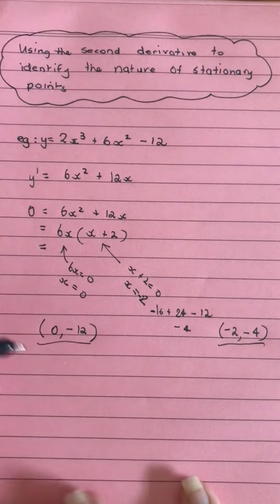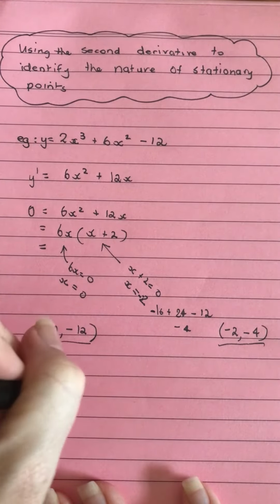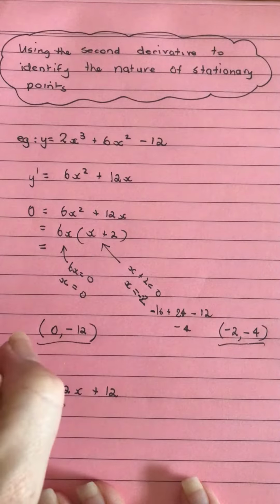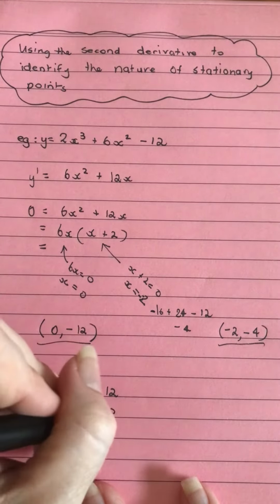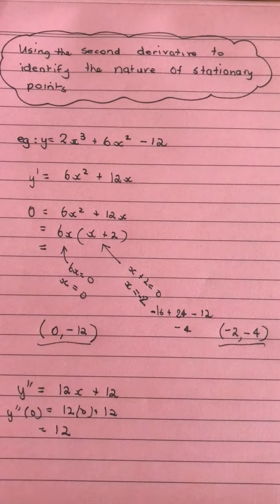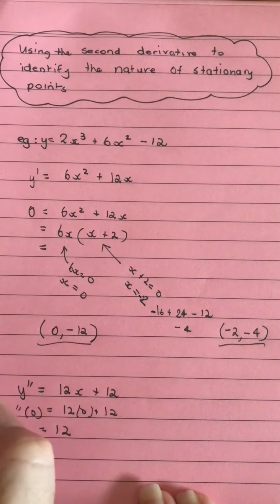So then when we do the second derivative, we will get 12x plus 12. If we sub in the 0, we're going to get 12 lots of 0 plus 12, so we get a 12 there. We know that when we get a positive value, that is going to be a minimum.